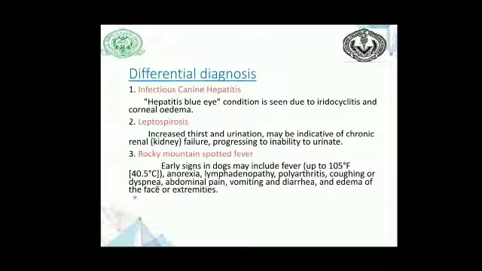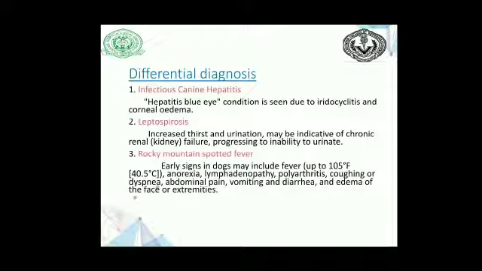Moving on to differential diagnosis. This disease needs to be differentiated from infectious canine hepatitis, where a condition known as hepatitis blue eye is seen due to iridocyclitis and corneal edema. It also needs to be differentiated from leptospirosis, where we will see increased thirst and urination, that is polydipsia and polyuria, which may be indicative of chronic renal failure progressing to inability to urinate.